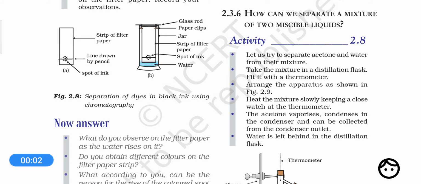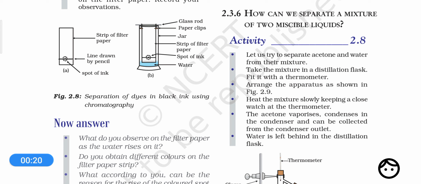Welcome to SR Concepts. In this video, we will discuss the remaining methods of separation of different components from a mixture. So let us start with, first of all, the separation of a mixture of two miscible liquids.